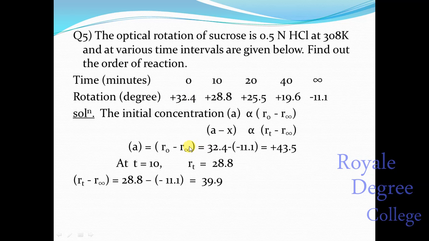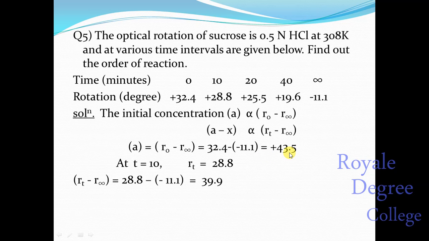Then minus, this minus we are keeping. Rotation at infinite time, how much? Minus 11.1. So we are writing this. Minus into minus will become plus, and we are adding this 11.1 to 32.4. So we will get plus 43.5.